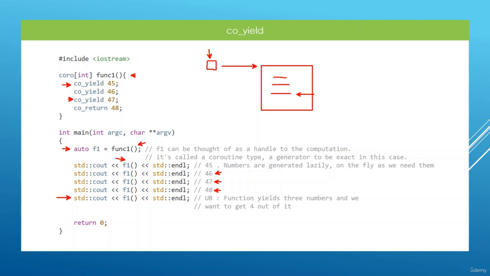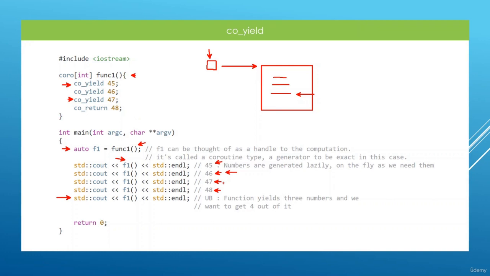The first time we're going to run until we hit the 45 here. So we're going to coyield and pause. We're going to return the 45. That's what we see right here. Next time we call f1, we will run until we hit coyield 46. We're going to return this and print that out. That's what you see right here.